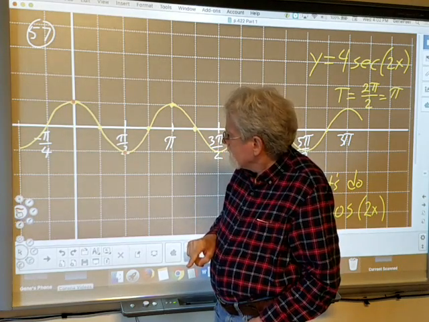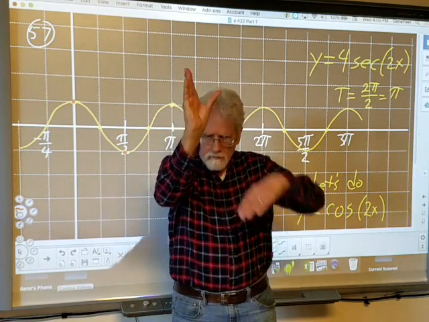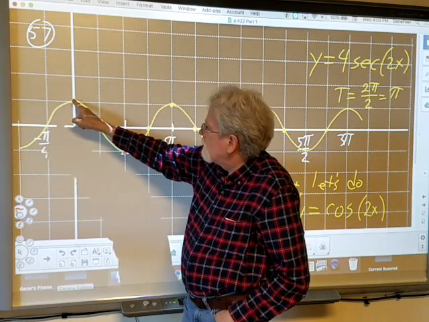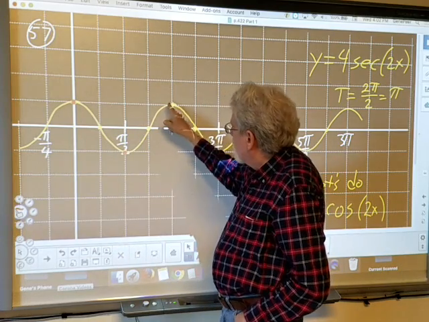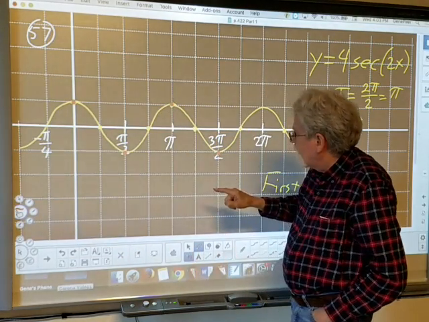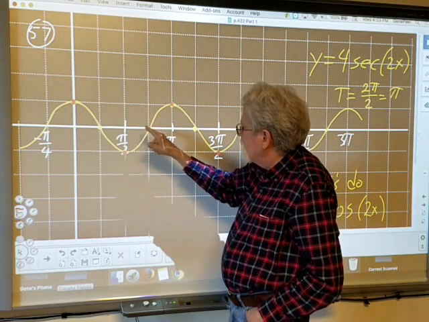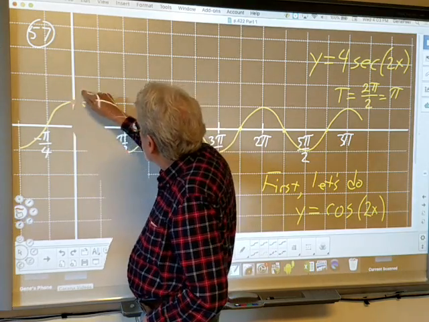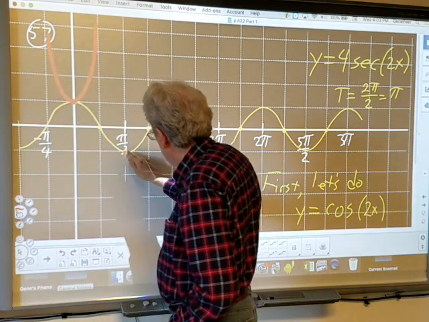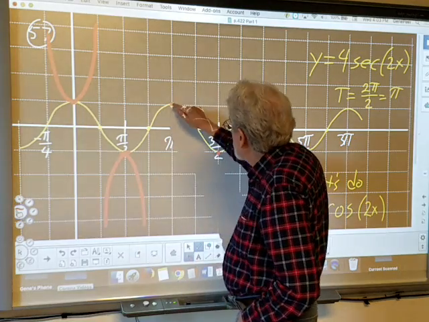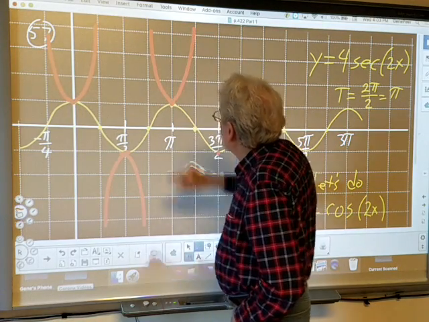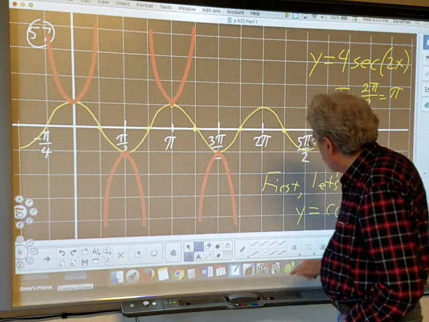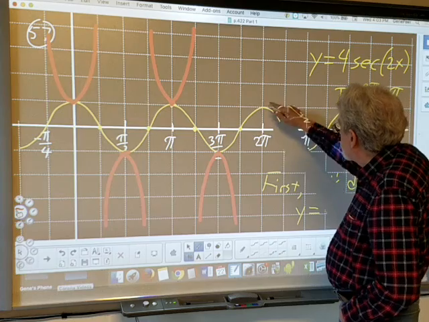So secant is these crazy looking things like this that have a local minimum point here, a local maximum there, a local minimum here, a local maximum there, but have these asymptotes where the cosine function used to have zeros. So it looks kind of like this, and it looks like this, and it looks like this. Be careful not to cross your asymptotes, please. No matter how sloppy you might get, don't cross your asymptotes.